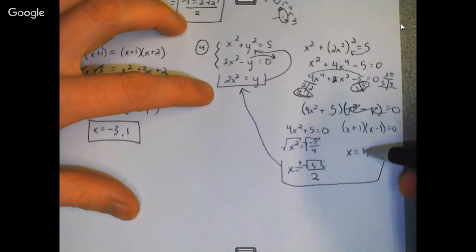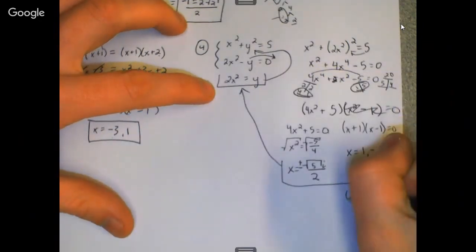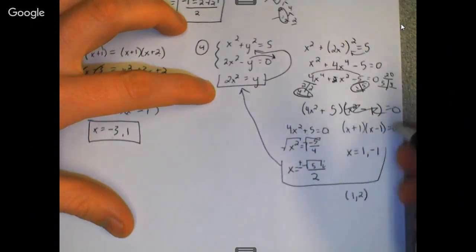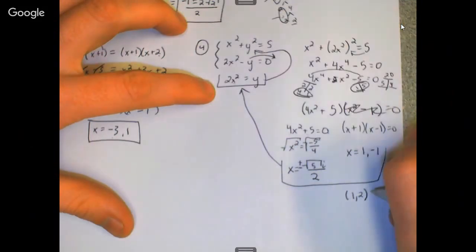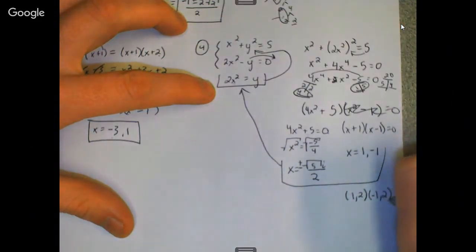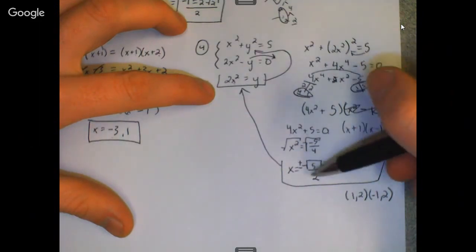So you have 1, so that's 1 squared is 1 times 2 is 2. So you have 1 comma 2. Plug in negative 1, you get negative 1 squared is 1 times 2 is 2. So negative 1, 2. Now, when you plug in this portion, we really don't want to plug that in.